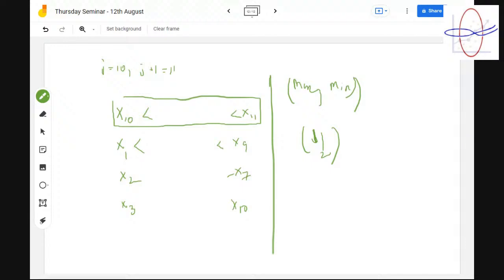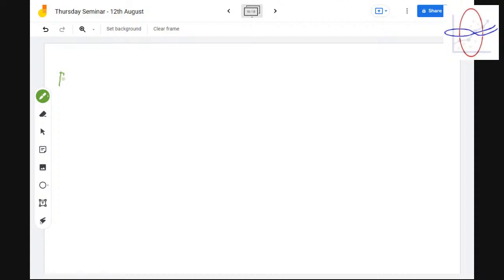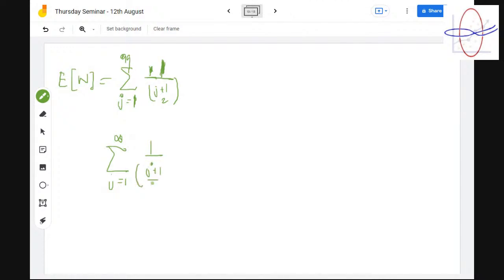Let's now see whether it's a convergent or divergent series. So therefore, pj is this. Nikhil, is it convergent or divergent? What do you think? Now we get the expectation of n over here, which will be the summation of 1 by j plus 1 choose 2, for j from 1 to 99. But let's check whether this series is divergent or not. What do you think, Nikhil? Divergent or not?